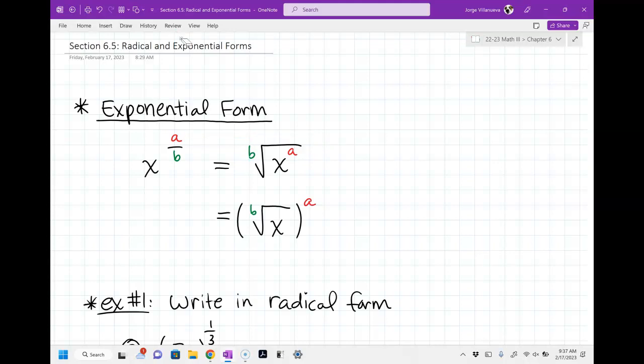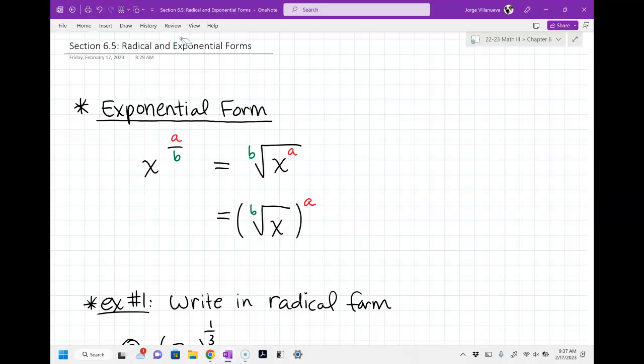Now, there are two ways that you can write this, and a lot of people prefer the second way. So if you look, I wrote it on the bottom. I put a parenthesis around the radical, and I put the power of a on the outside of the parenthesis. More people prefer to write it this way. They just think it's easier to write it that way. So that's fine. That's the way the problems are going to come out on your homework, the way it looks on the bottom, okay?